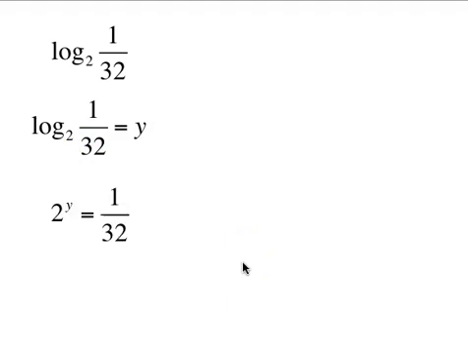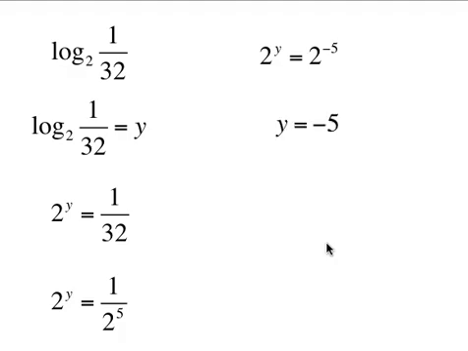Next example, we want to find log base 2 of 1 over 32. I'd like to introduce another number, or a variable. So I'm going to say log base 2 of 1 over 32 equals y, and then the goal is to solve for y. Log base 2, the base is 2, y is the exponent. 2 to the y equals 1 over 32. 32, 2, 4, 8, 16, 32, that's 2 to the negative 5, 1 over 2 to the fifth. So 2 to the y is 2 to the negative 5, therefore y is negative 5.